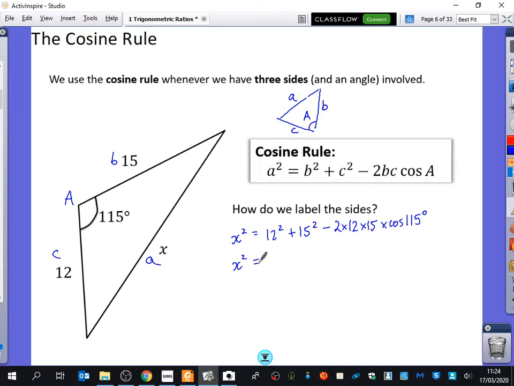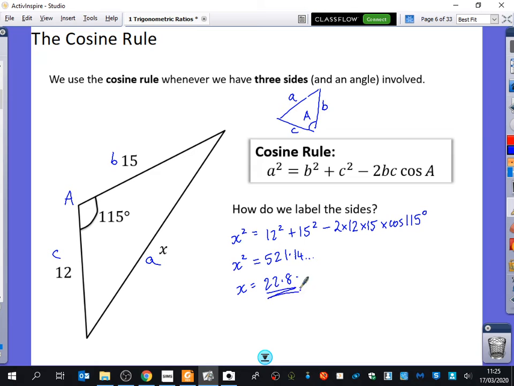And then I'm just going to put that all into my calculator. So I've got 12 squared plus 15 squared minus 2 times 12 times 15 times the cos of 115. So x squared is 521 point blah, blah, blah. So x is the square root of that, and we get 22.8.